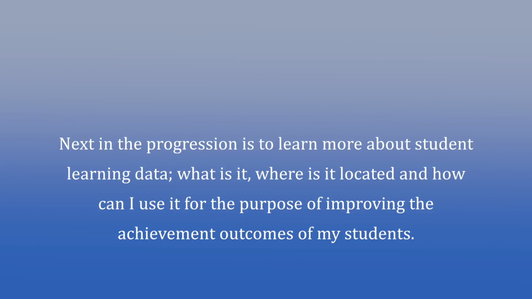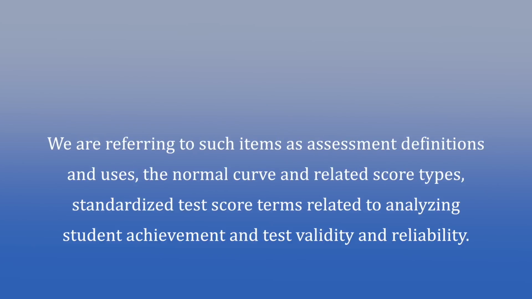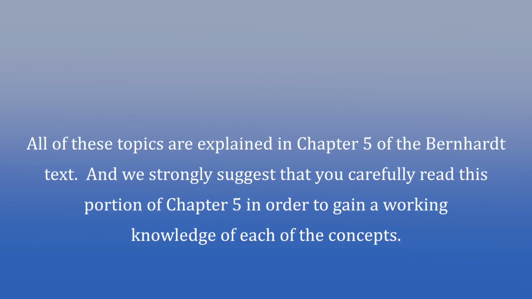outcomes of my students? At the outset, we need to admit that this course will unfortunately not cover some of the more important subjects found in Chapter 5. We are referring to such items as assessment definitions and uses, the normal curve and related score types, standardized test score terms related to analyzing student achievement, and test validity and reliability. All of these topics are explained in Chapter 5 of the Bernhardt text, and we strongly suggest that you carefully read this portion of Chapter 5 in order to gain a working knowledge of each of the concepts.